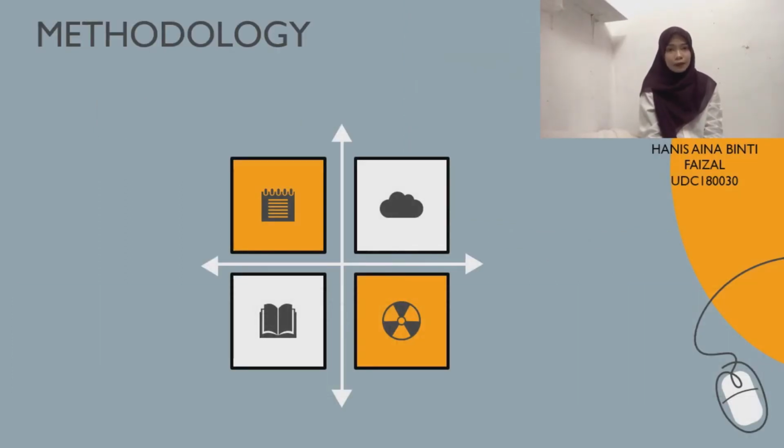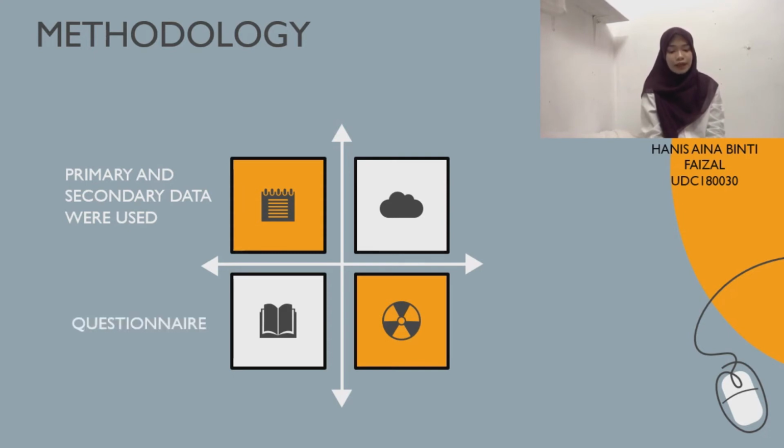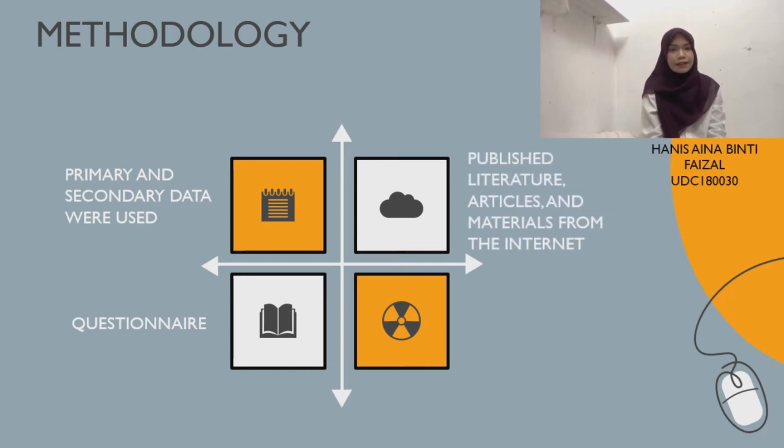Now is for methodology. To conduct the research, both secondary and primary data were utilized. Next, the primary data was collected by giving out the questionnaire, and secondary data was based on literature such as published literature, articles and materials obtained through the internet.